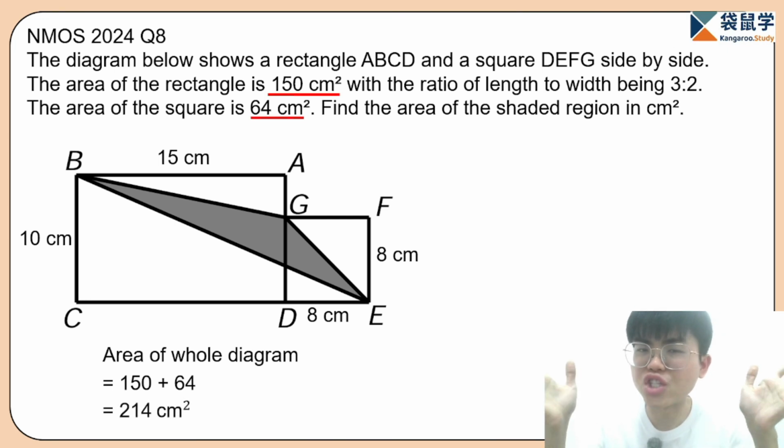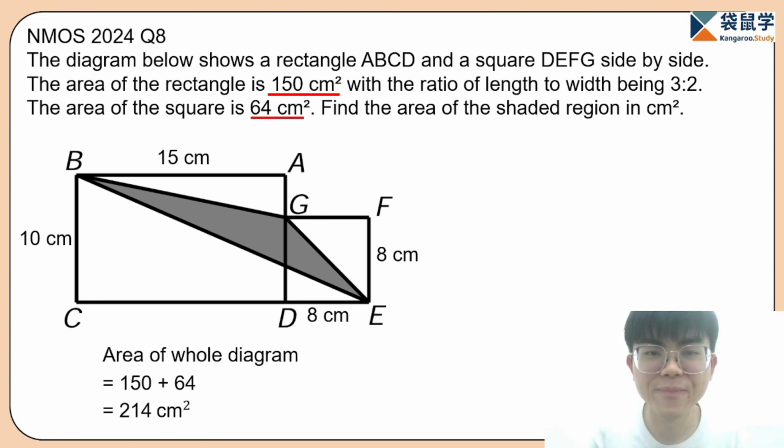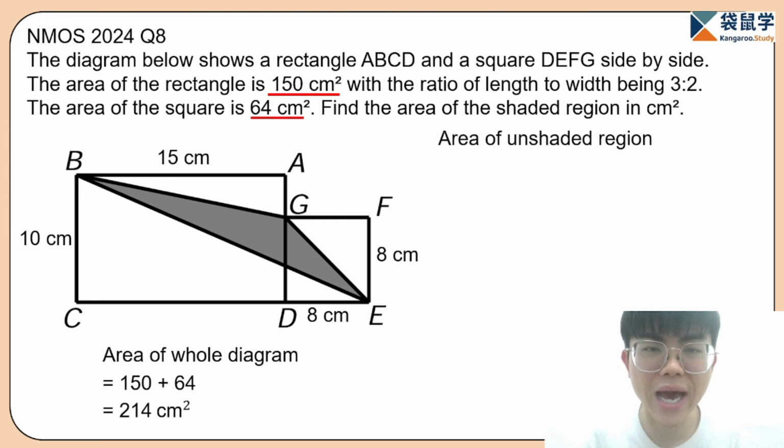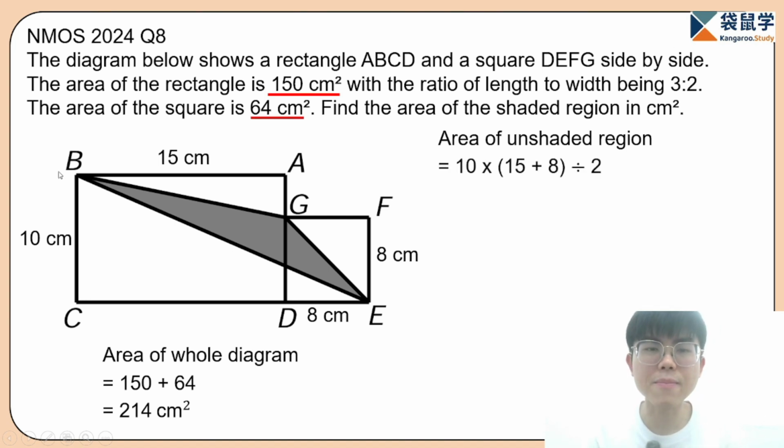Now, how about the unshaded region? Can we calculate it? We also can calculate the unshaded region. We just have to use the whole area and minus out the unshaded part to find our answer. So now, let's try to calculate it. We will start from the biggest triangle right here at the bottom. We just have to use 10 times bracket 15 plus 8, then divide by 2. For the triangle on the top, we just have to use 15 times 2, then divided by 2.